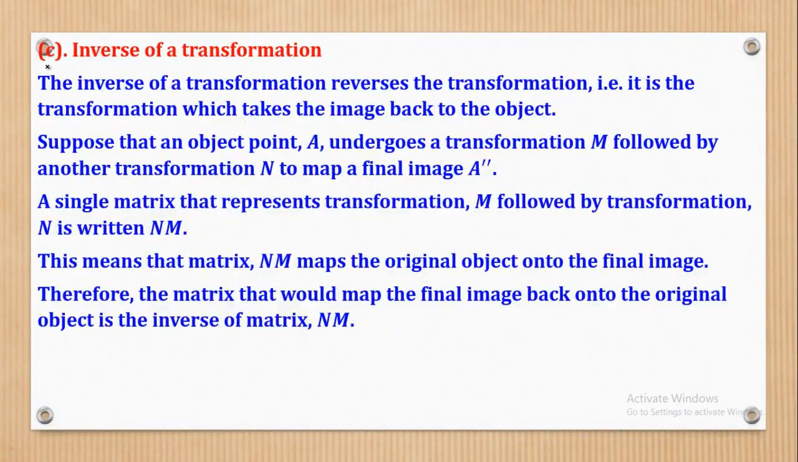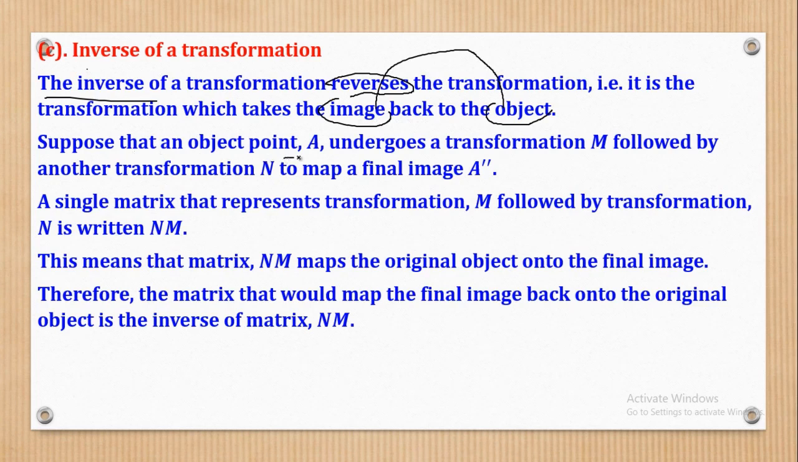Now I shall go to inverse of transformation. So the inverse of a transformation reverses the transformation, i.e. it is the transformation which takes the image back onto the object. Previously we saw a single matrix which maps the object onto the final image, but now the inverse will map the image back onto the object.